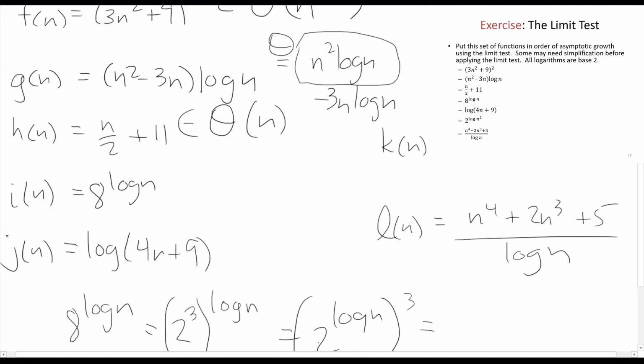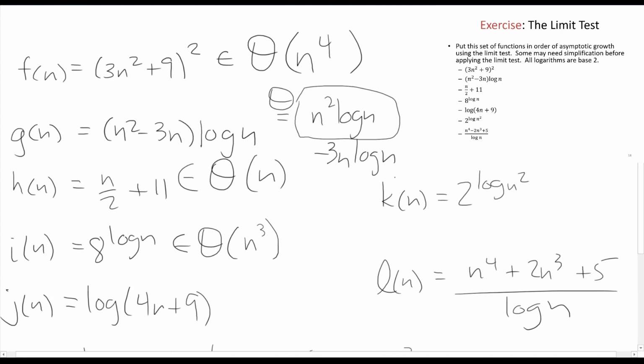Now, of course, 2 to the log n, we should know what that is equal to. That's just equal to n raised to the third power. We get n to the 3. So simplifying this one here, we can see that this should be an n cubed function. Okay, so that's our n cubed function.